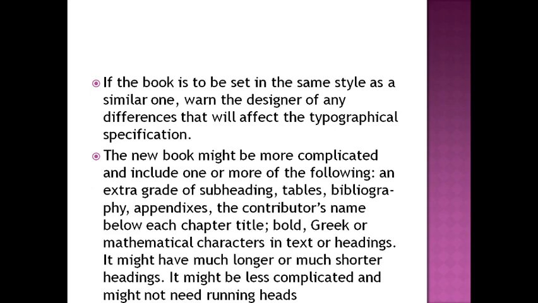The new book might be more complicated and may include one or more of the following, like an extra grade of subheading. It may contain tables, bibliography, appendixes, the contributor's name below each chapter title. It may be bold, or there will be Greek or mathematical characters in the text or headings, and it might have much longer or much shorter headings, or it might be less complicated and might not need running heads. So all these things are to be informed by the copy editor to the designer when this book goes for design specification.